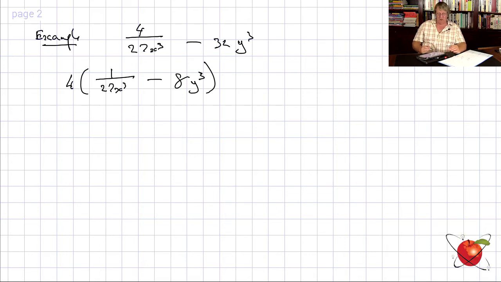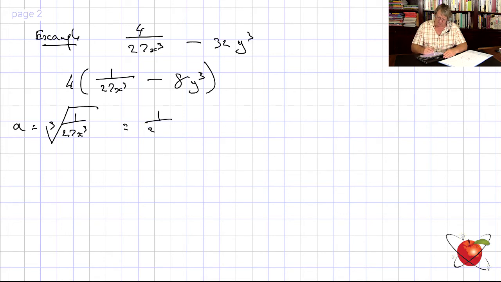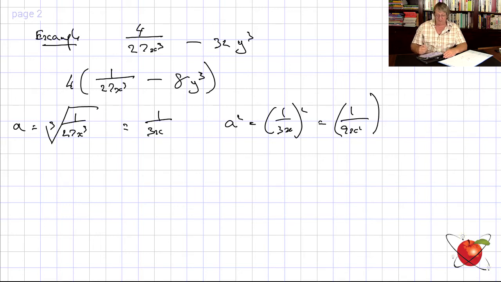That's difference of two cubes, because this thing here, I can find the square root of that. Oh, sorry, the cube root. A is the cube root of 1 over 27x cubed, which is what? Well, it's 1 over 3x, correct? A squared is going to be 1 over 3x all squared, which is going to be 1 times 1 is 1, 9x squared over there, correct? Because I square the top and square the bottom.